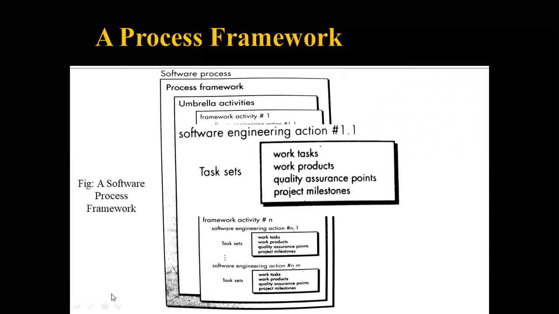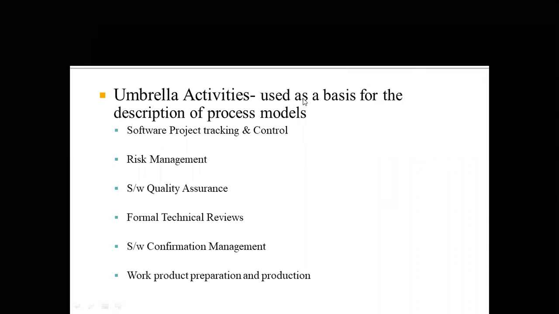Now after the framework activities, we're going to go to the umbrella activities, which support the framework activities. These umbrella activities are used as a basis for the description of all the process models. That is, it is going to describe all of these models. The first umbrella activity is called software project tracking and control. By the name itself, we can identify what it is.